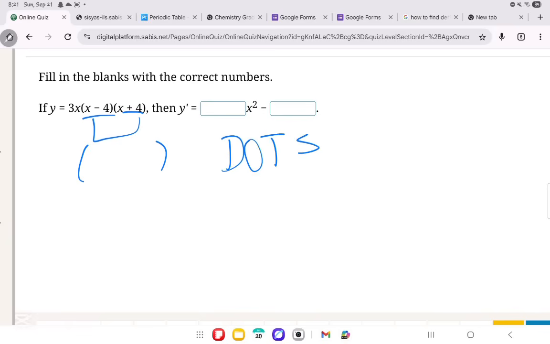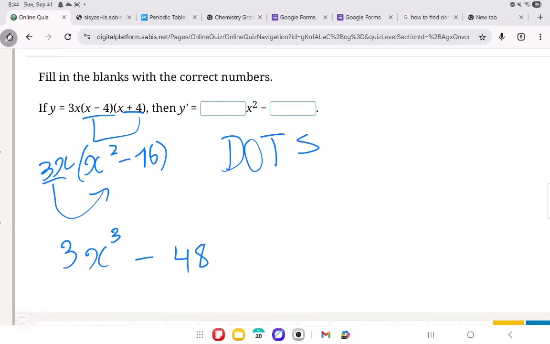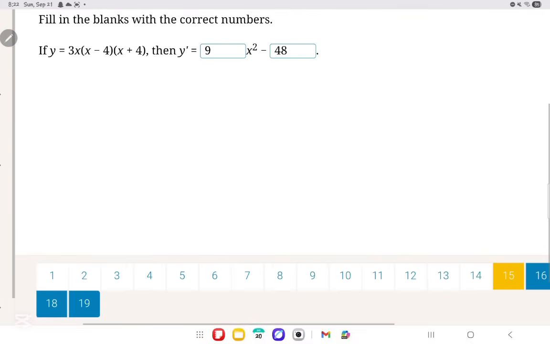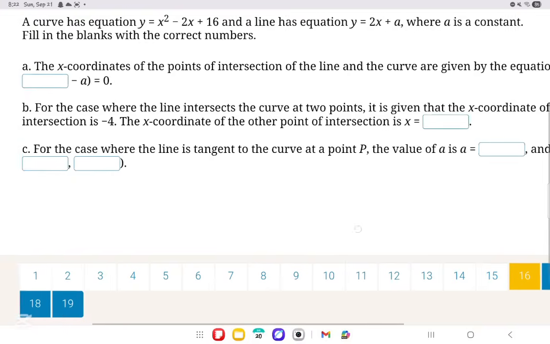So what do we do? It's going to be x^2 minus 16 times 3x. Perfect. Now you will multiply everything by this. So 3x to the power of 3 minus 48. Oh, I forgot minus 48x. Now what do we need to do? We need to take the derivative. So the derivative becomes 9x^2 minus 48.